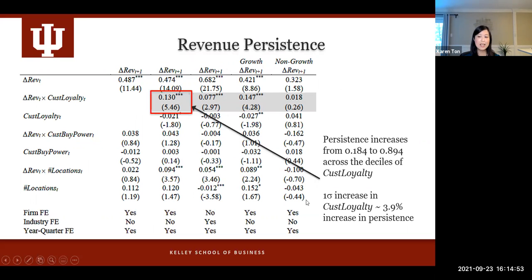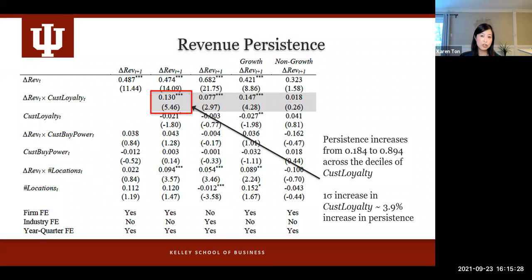Okay, so this table here tabulates our main test along with some additional tests. The results of the main test are presented in the second column. In the second column, for the coefficient of interest, beta 2, we see a significant positive association. In terms of economic magnitude, this means that if there was a one standard deviation increase in customer loyalty, we would see a 3.9% increase in revenue persistence.